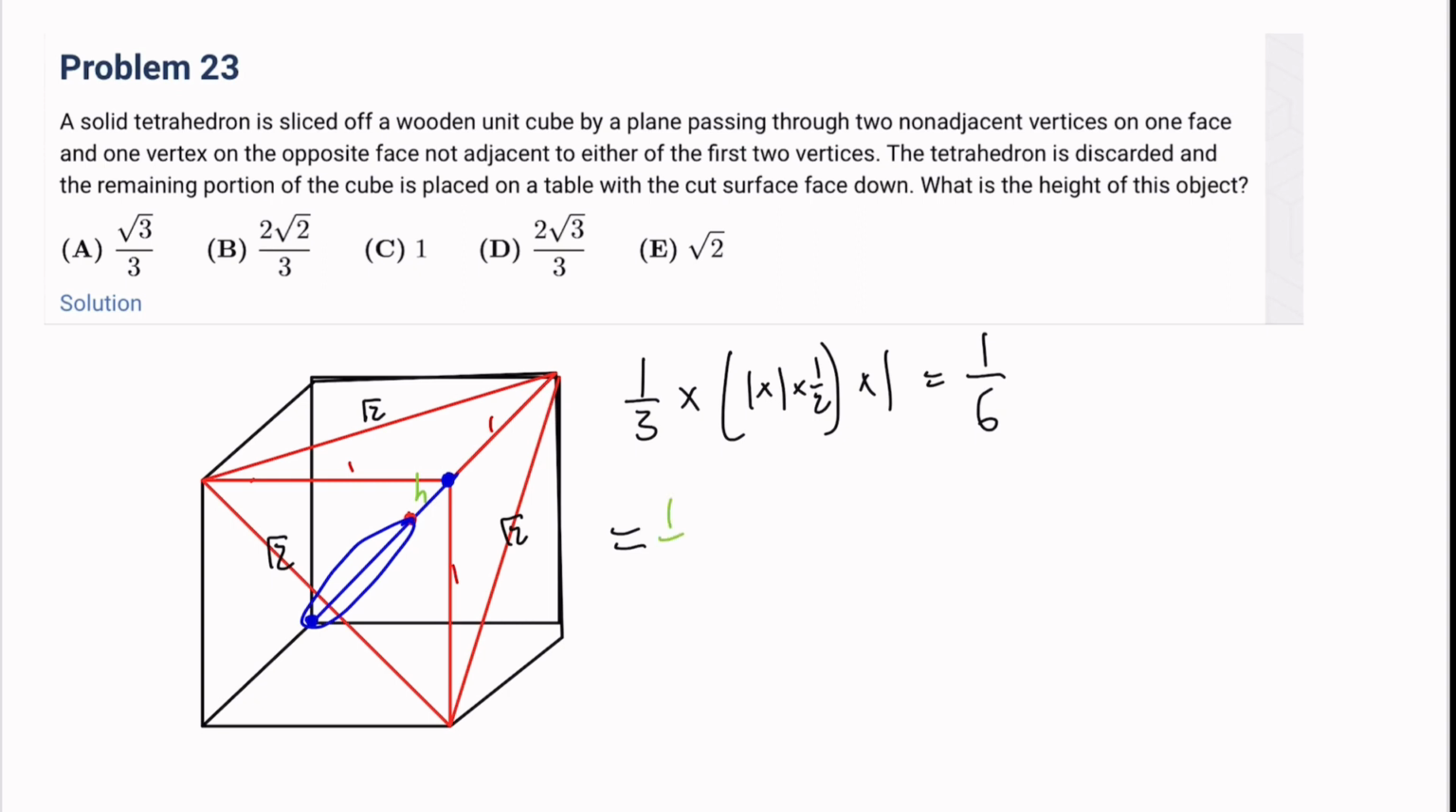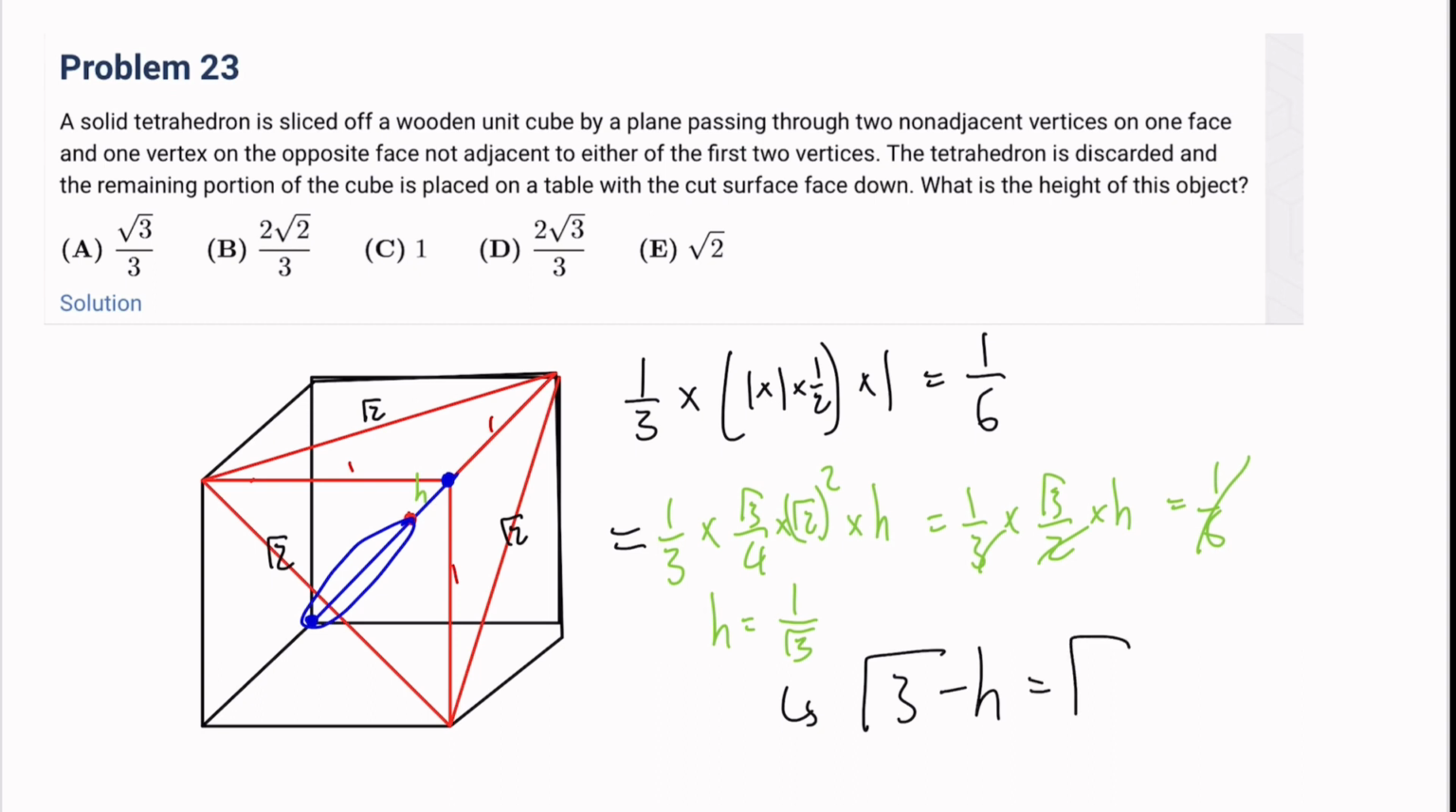This is equal to 1/3 times root 3 over 4 times root 2 squared times h. So this equals 1 over 3 times root 3 over 2 times h. And so this equals 1 over 6. These two cancel, and so root 3 times h equals 1. h equals 1 over root 3. And we need the height of this object, which is root 3 minus h, right? So root 3 minus h equals root 3 minus root 3 over 3. So this is 2 root 3 over 3. So the answer is D.